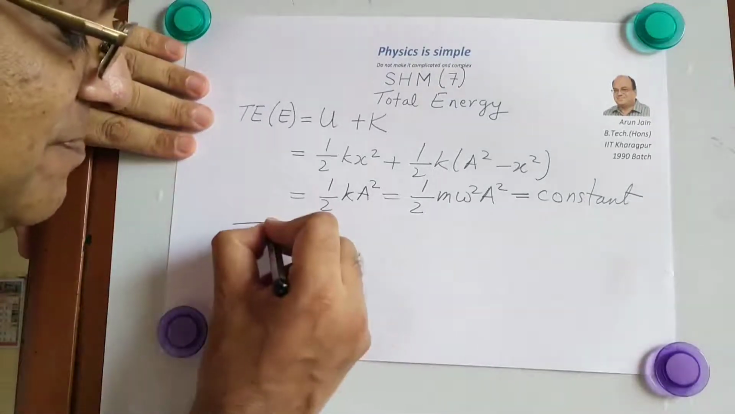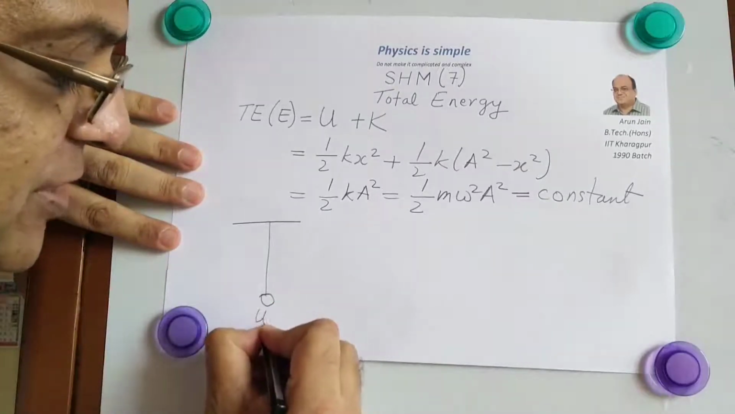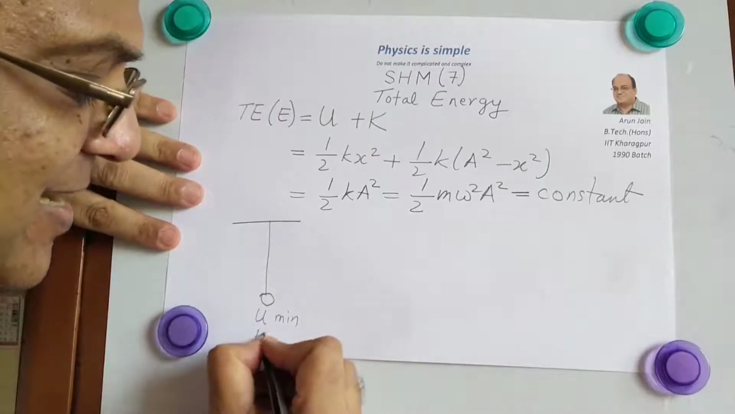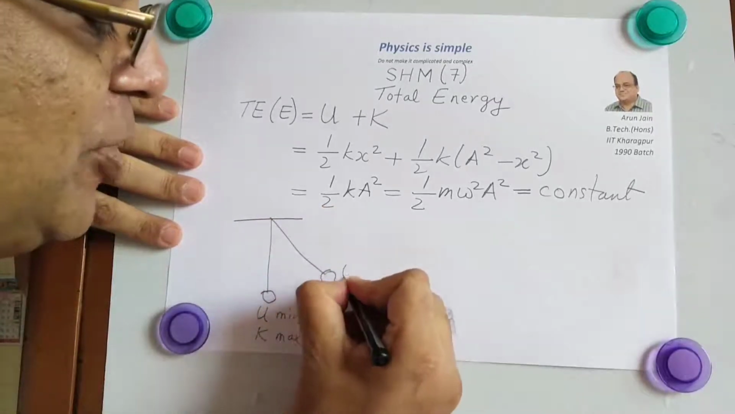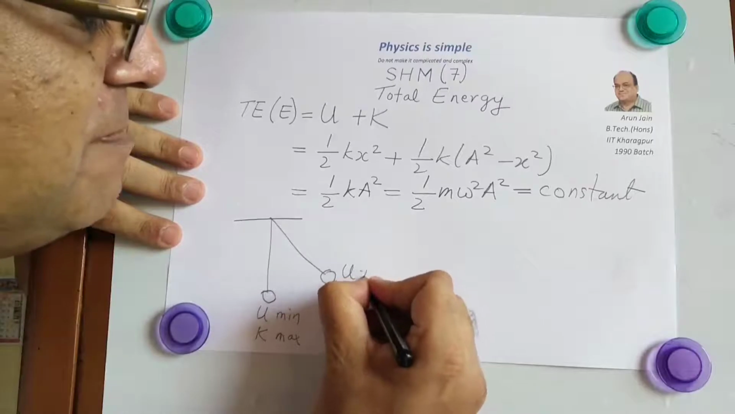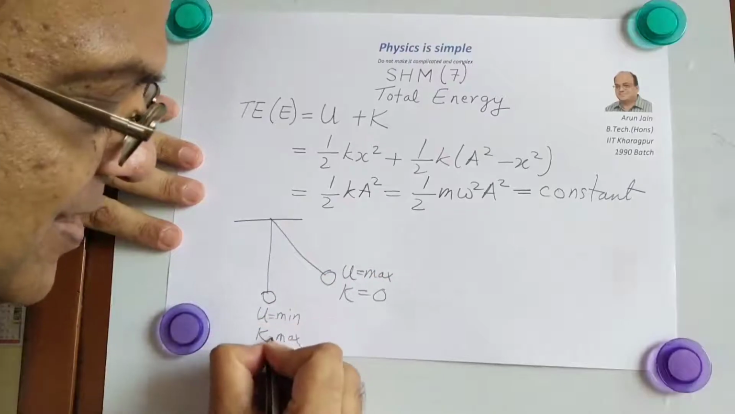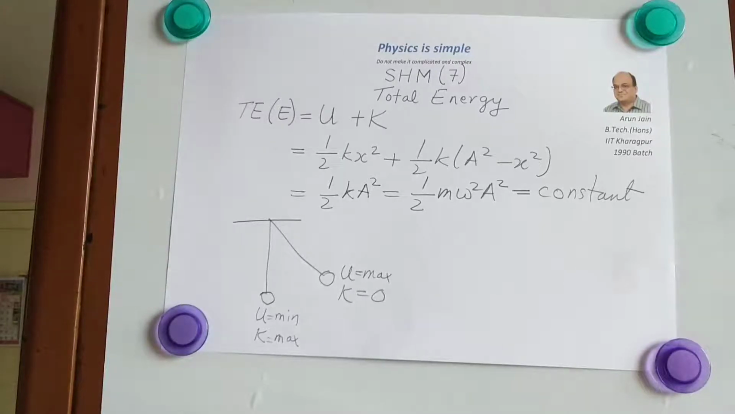If you look at a SHM, simple pendulum, at the mean position, potential energy is minimum. Kinetic energy is maximum. At the extreme position, potential energy is maximum and kinetic energy is zero. So at the mean position, potential energy is minimum, kinetic energy is maximum. At the extreme position, potential energy is maximum and kinetic energy is zero.